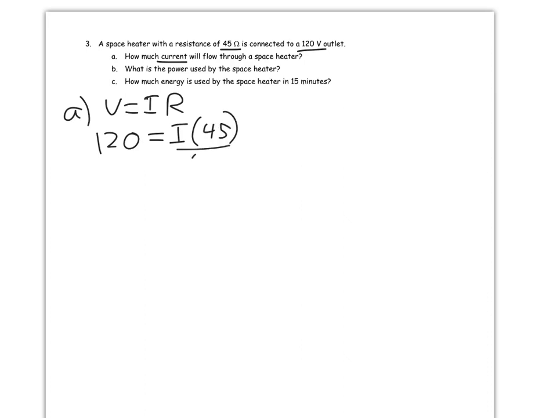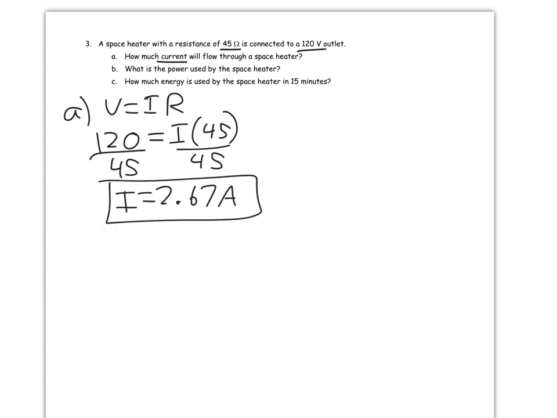All right, for this next problem, we first are trying to find the current through a space heater, knowing that the resistance is 45 ohms and it's connected to a 120 volt outlet. So I'm going to start with Ohm's law for this one again. So we have 120 volts here. It's going to be equal to my current times 45 ohms. I divide both sides by 45, and I get that the current through the space heater is going to be 2.67 amps.